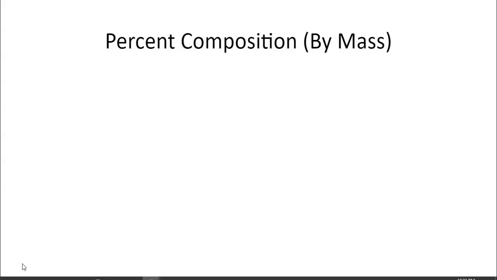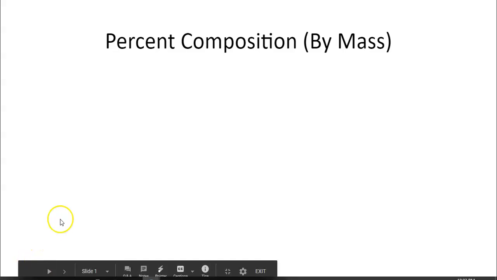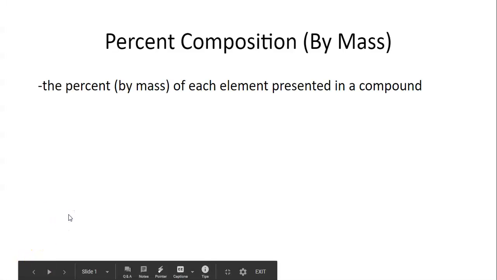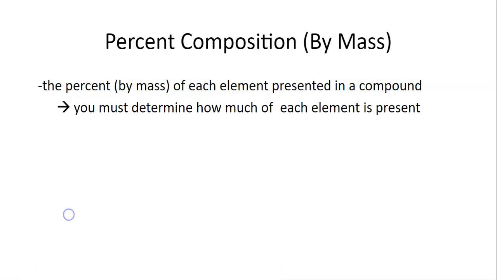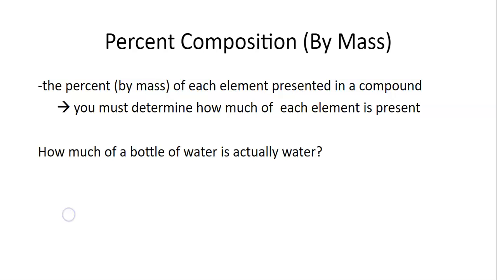So it's the percent of each element present in a compound. You have to determine how much of each element is there. A way to think about it is if I have a water bottle, how much of the whole mass of that bottle is just water, not including the plastic that makes up the water bottle. So it's the same concept. We're seeing the part divided by the whole.